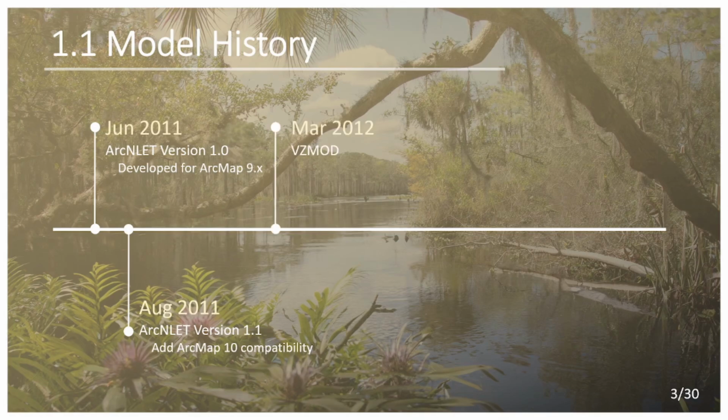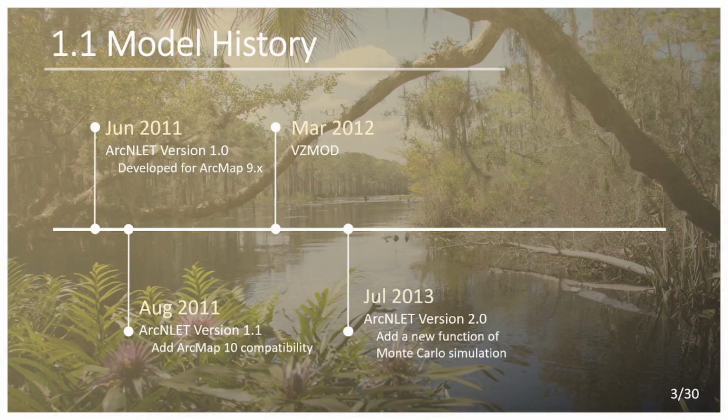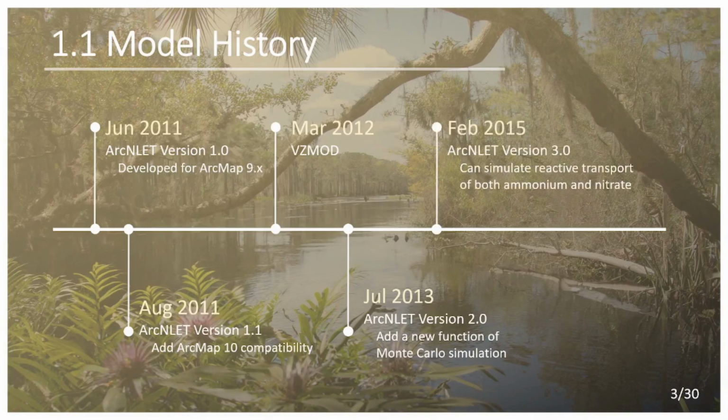Next year, Dr. Ye and Dr. Wang developed a visual model which can simulate nitrate reactive transport in the vadose zone. In 2013, ArcNLET 2 was developed by adding a new function of Monte Carlo simulation. Then in 2015, Dr. Zhu and Dr. Ye developed ArcNLET 3. It can simulate reactive transport of both ammonia and nitrate in the vadose zone and groundwater.